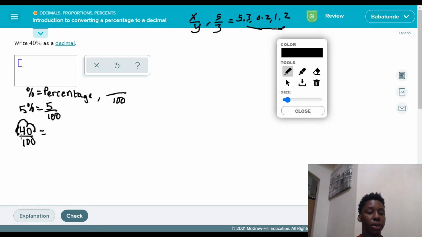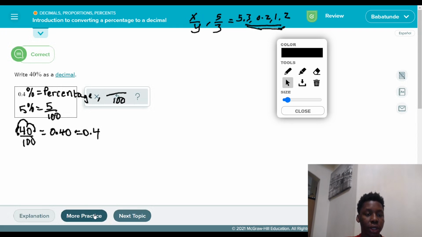So we have a dot, and this is 0.40. This is the same thing as saying 0.4. You can add a zero in front of this, it doesn't really matter. Once you add a zero in front of it, you can see this is already in decimal form. So 0.40 is the same thing as 0.4. You don't need the extra zero. Whenever you see a zero at the end, you can just remove it. This is 0.4.